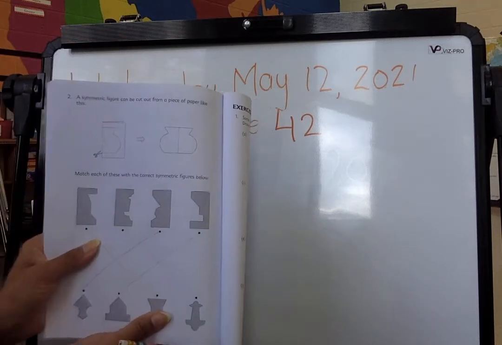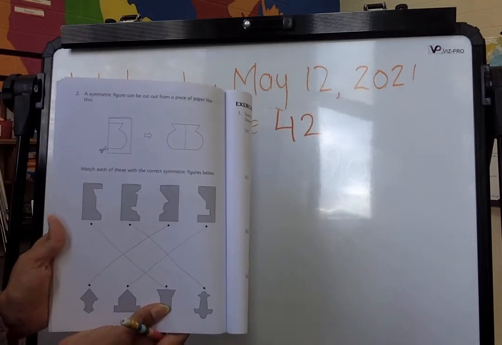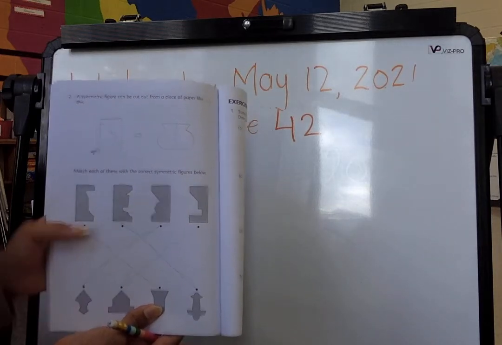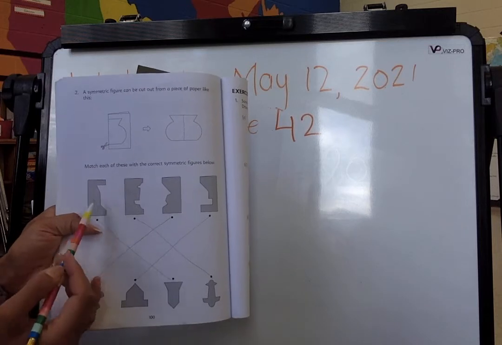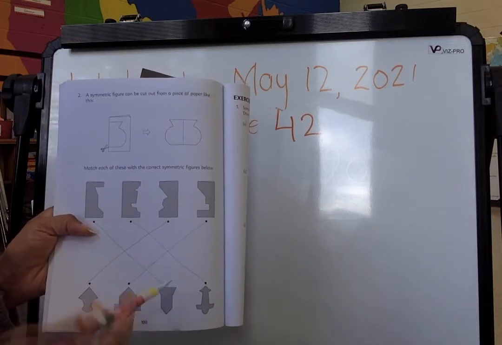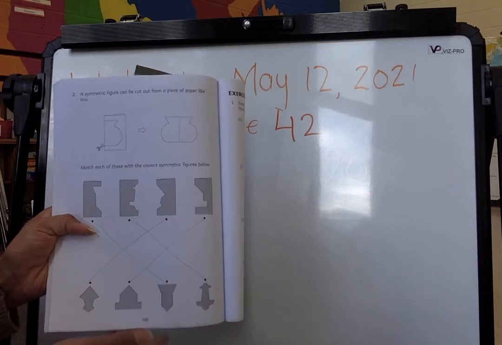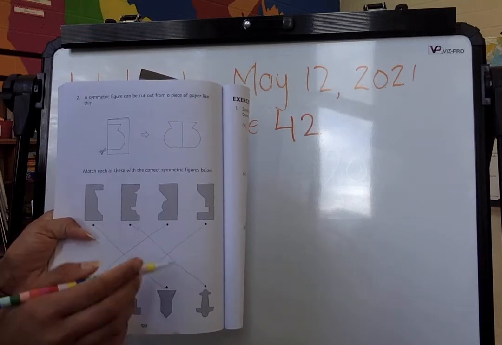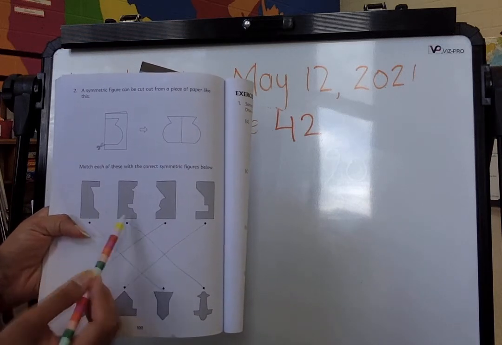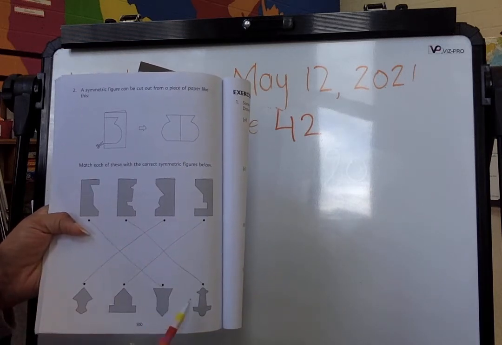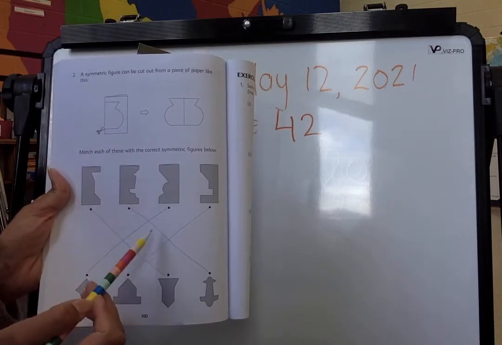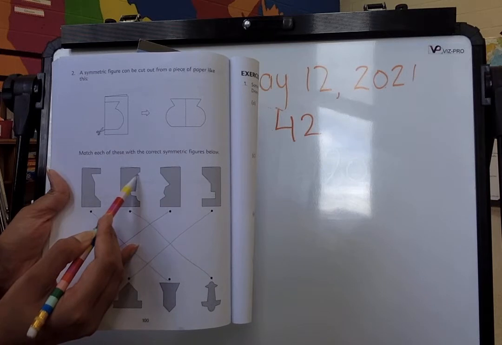At the bottom they've said match each of these with the correct symmetric figures below. Now you have to look at the shape and ask yourself, which shape, if it got folded, would be symmetric? Or if it got cut out just like this, would be symmetric? They have given you shapes at the top and shapes at the bottom, and you have to match them. So match it to the correct shape and look at that. This is how I did it.